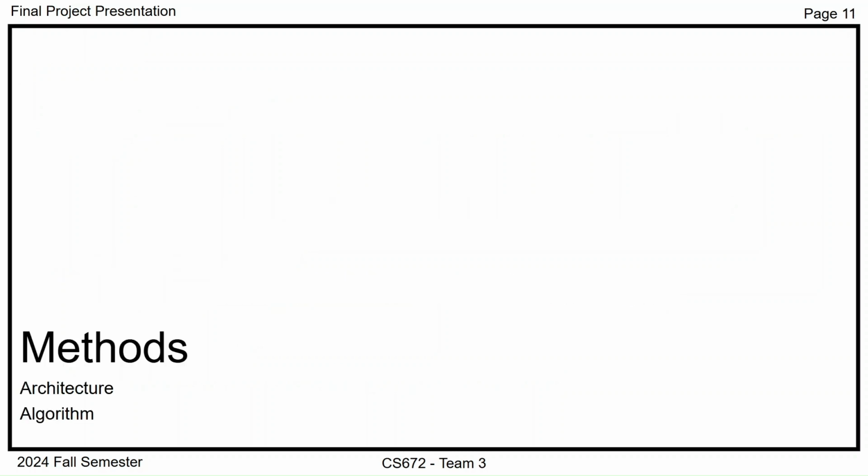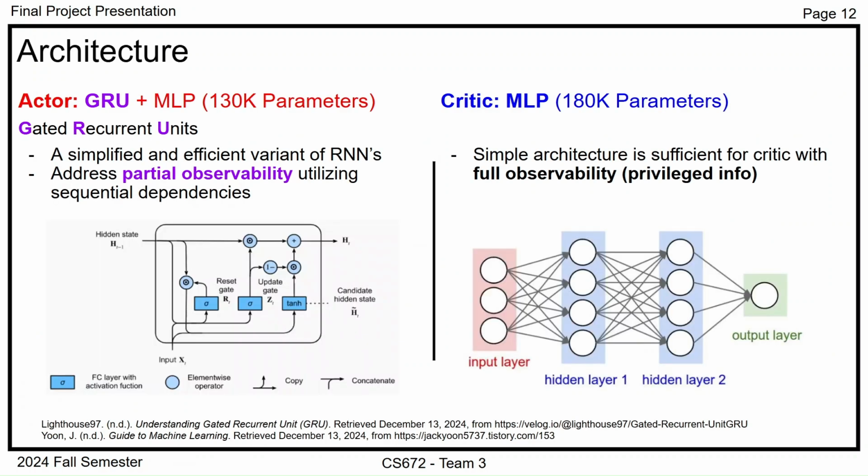Now we explain our methods. In line with our observations, we use different architectures for our actor and critic. To address partial observability through sequential dependence, the actor network contains GRUs, or gated recurrent units. However, since the critic is provided full observability with privileged information, the critic network is a simple multilayer perceptron.